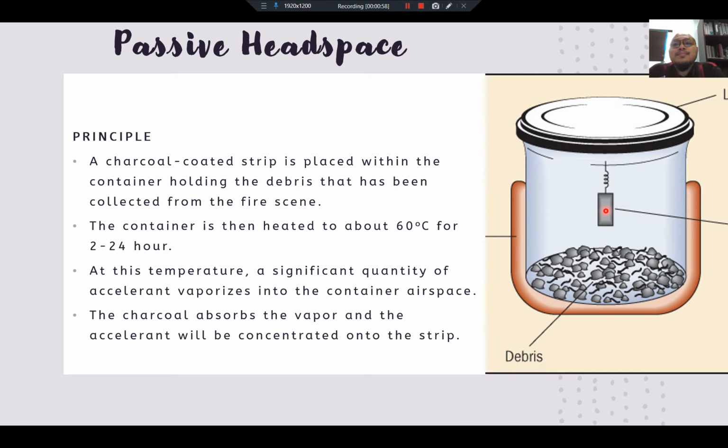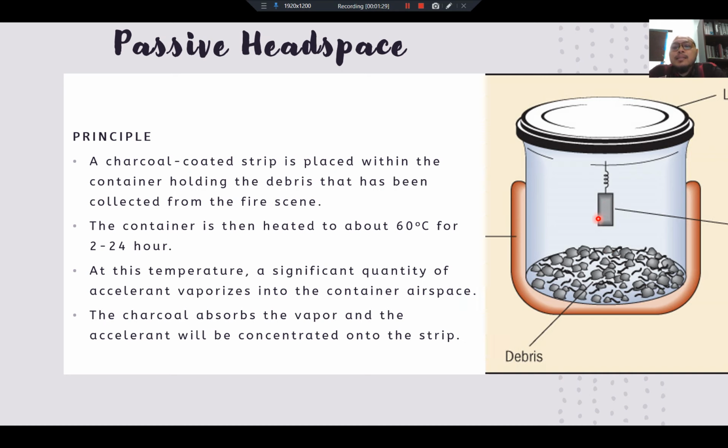But one of the disadvantages of this method is that it can only collect effectively the non-polar compounds, because the charcoal is non-polar. Of course, diesel and kerosene are examples of non-polar accelerants. Let's say for example we encounter a polar accelerant such as methanol or ethanol burning. This procedure might not be sufficient.